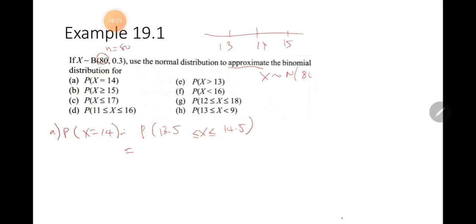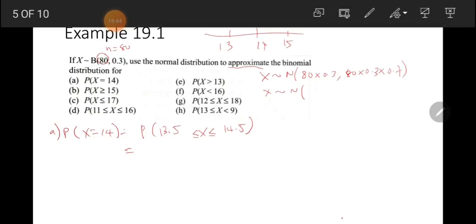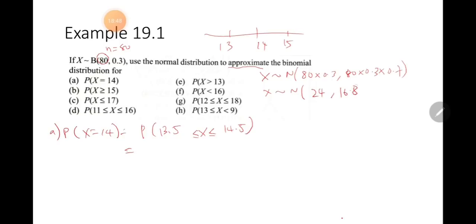The mean will be 80 times 0.3. Your variance will be 80 times 0.3 times 0.7. So X will be normal with what parameters? Okay, so X will be normal 24 and 16.8. Since you don't have the statistical table for mean 24 and variance 16.8, you only have standard normal, N(0,1). So we change X to Z. This is what we did in the last lecture. So you change to Z: Z equals 13.5 minus mean 24 over square root of 16.8.